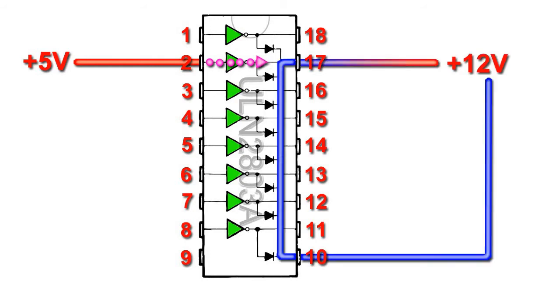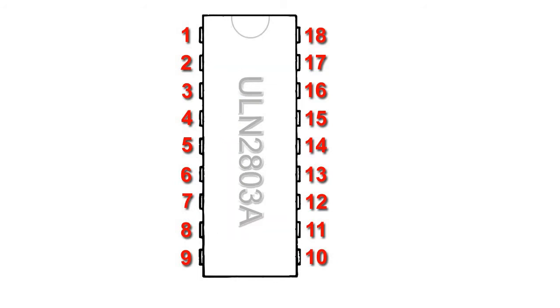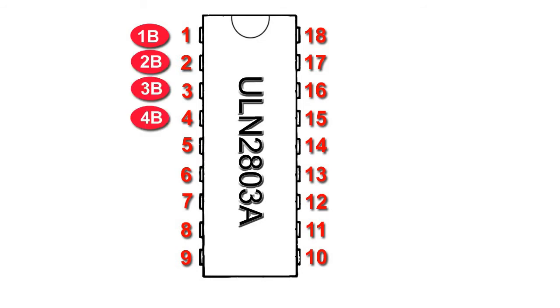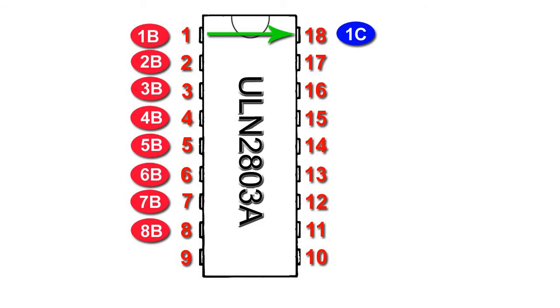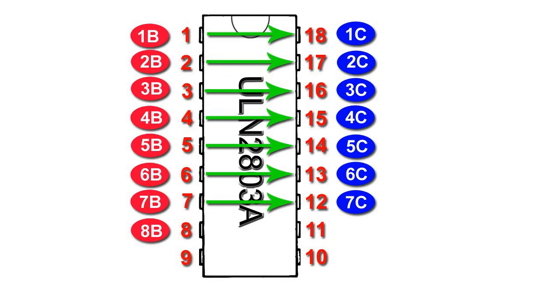When we look at the chip, we must remember that the notch on the chip tells us where pin 1 is. Moving down the left side of the chip, pins 1 to 8 are all base pins. When any base pin is activated, it allows a current to flow across an LED which is connected to the pin directly opposite that base pin. The opposite pin is known as the collector pin.